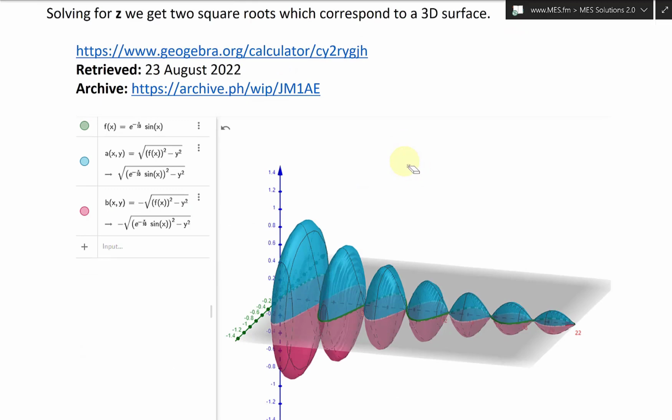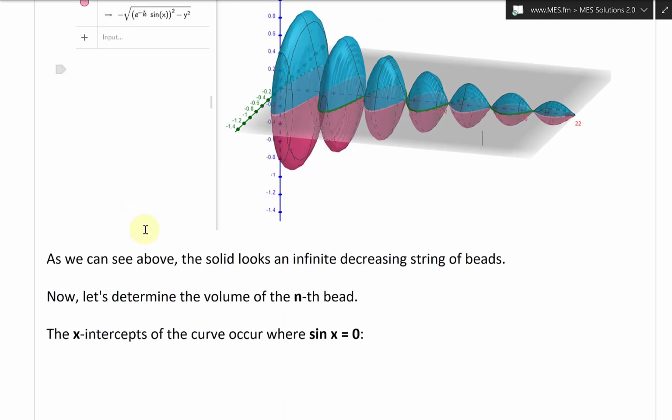e to the negative x over 10 only approaches 0 as x goes to infinity because of this negative power, but never actually equals it. The only time it equals 0 is when sine of x is equal to 0. So in other words, we can find the nth bead based on the zeros of the sine function, or the endpoints of each bead. As we can see above, the solid looks like an infinite decreasing string of beads.